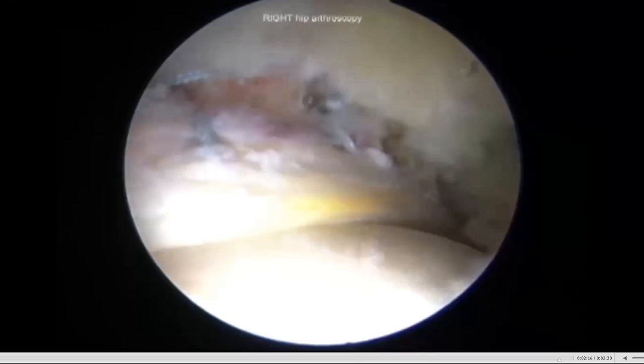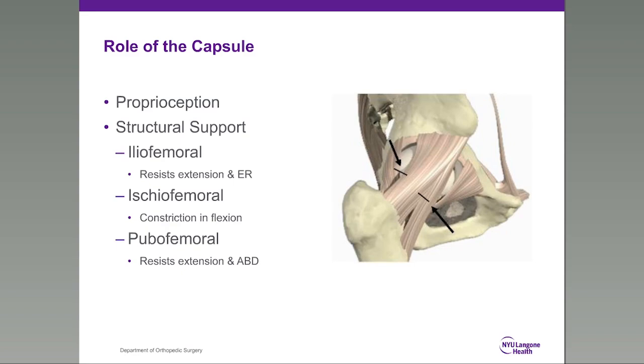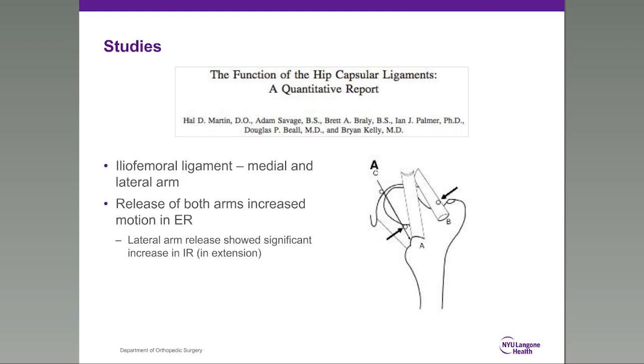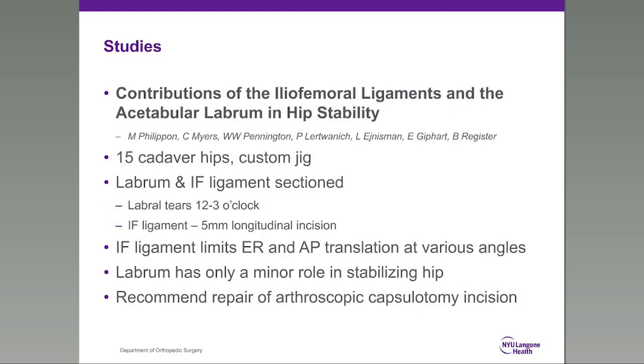So you really have to consider the capsule. The hip capsule is comprised of some of the strongest ligaments in the body, and provides proprioception and structural support. This study showed that anytime we do an interportal capsulotomy, which is a standard capsulotomy between your two portals for hip arthroscopy, you're cutting through the iliofemoral ligament. And in cadaver studies, when you release the iliofemoral ligament, it shows significantly increased external rotation of the hip, which eventually will lead to instability.